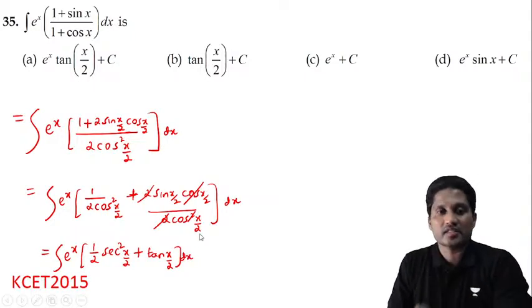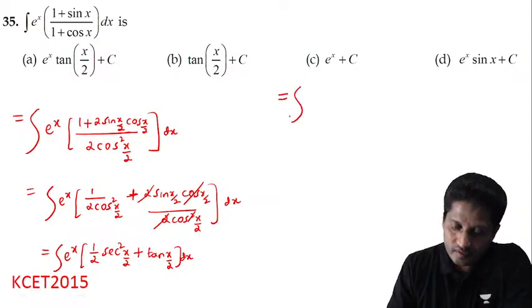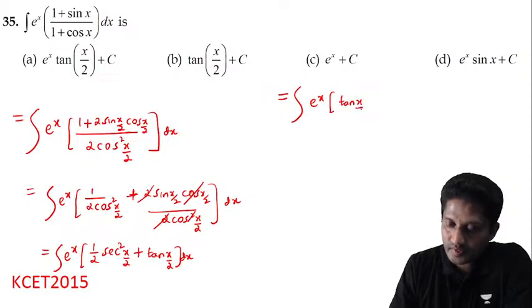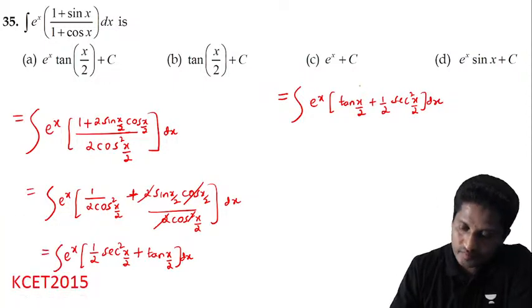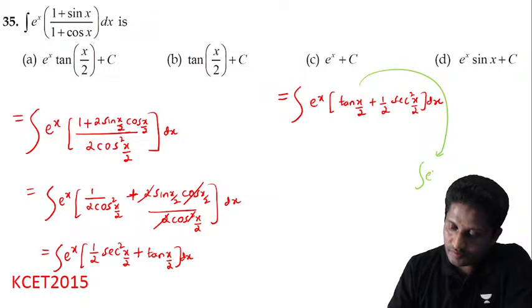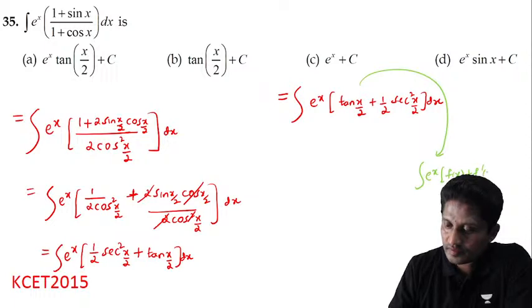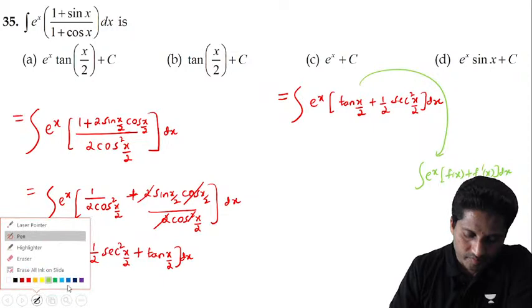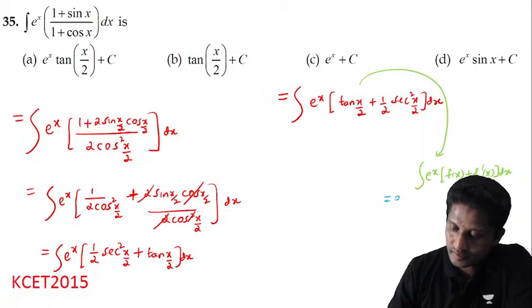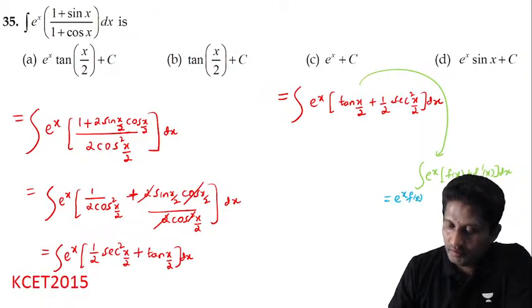Right, now I'll just write this in standard form. It can be written as e power x into tan x by 2 plus 1 by 2 sec square x by 2, then dx. This is of the form e power x into f of x plus f dash of x. The formula will be equal to e power x into f of x plus c.